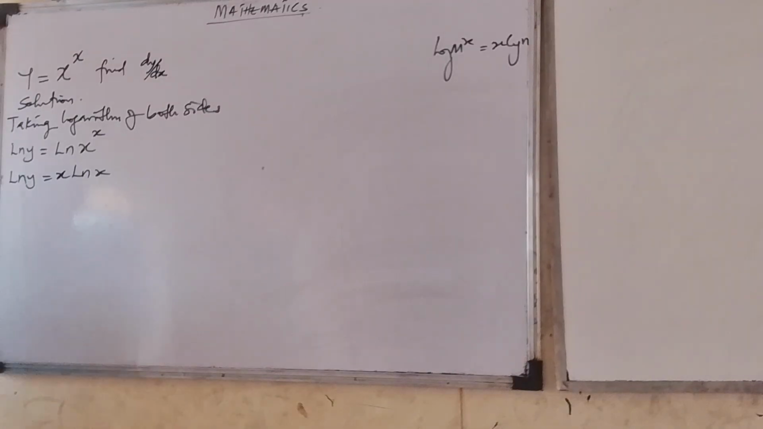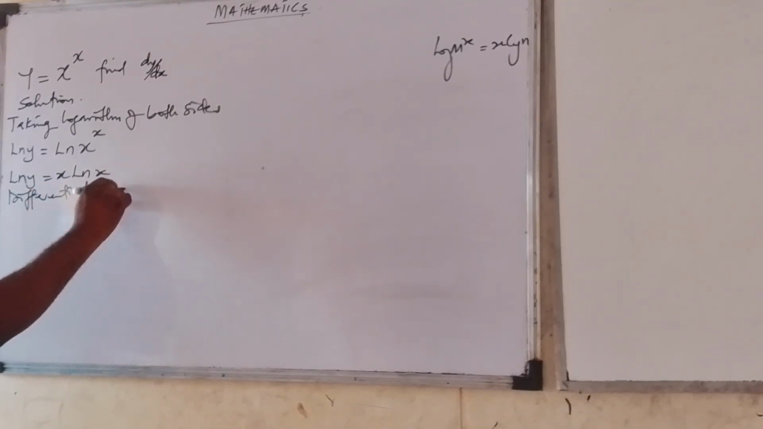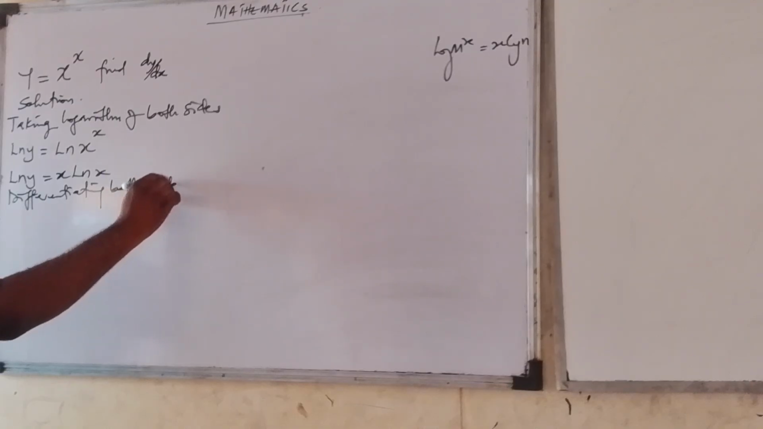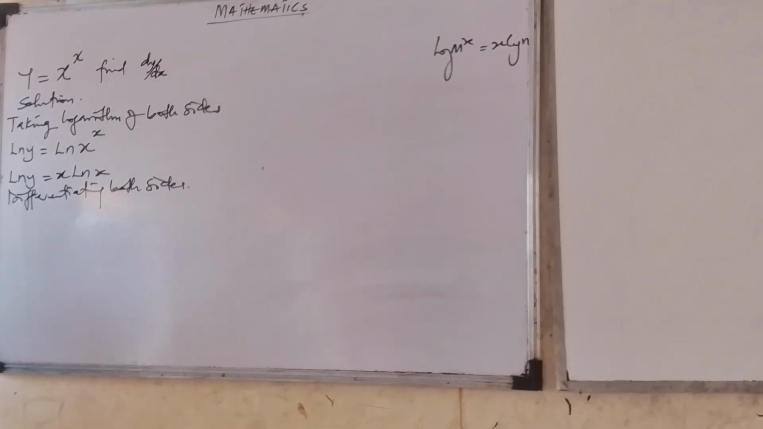Now we're going to be using the product rule to differentiate this. So we differentiate both sides. When you differentiate ln y, it will give you 1 over y, dy over dx, because we are differentiating with respect to x. So we are treating this as an implicit function. Let's differentiate this.